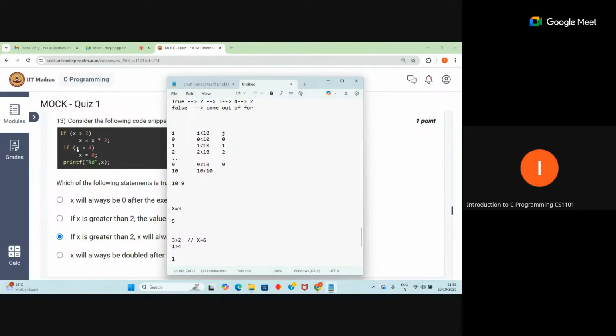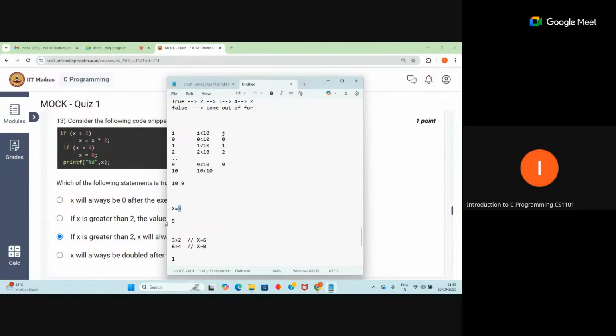When it is 6, 6 greater than 4 is true. So x value will become 0. X equal to 0. So in this case, where x is greater than 4, x is equal to 0 according to the condition, for this case where x value is between 2 and 4.